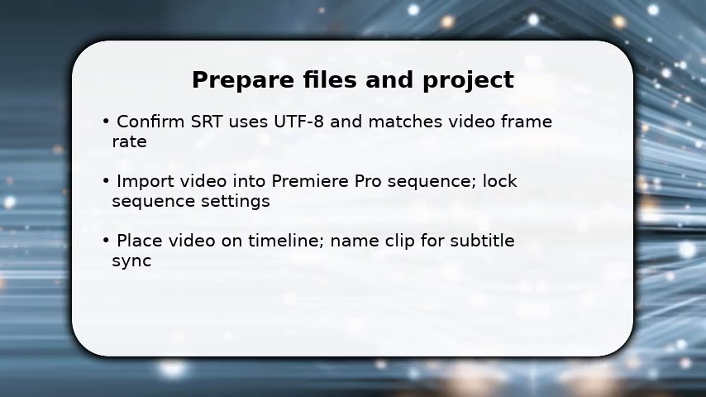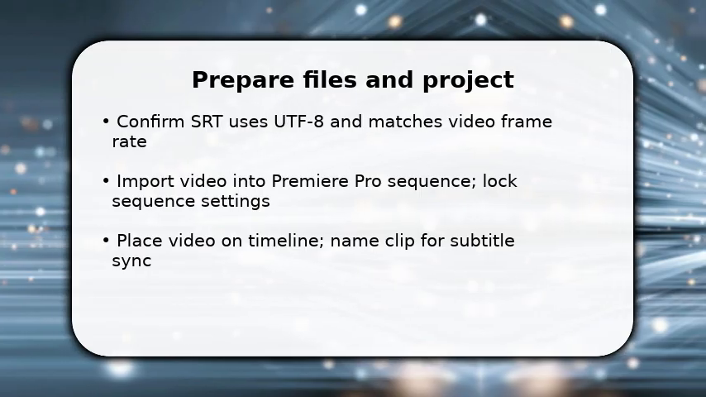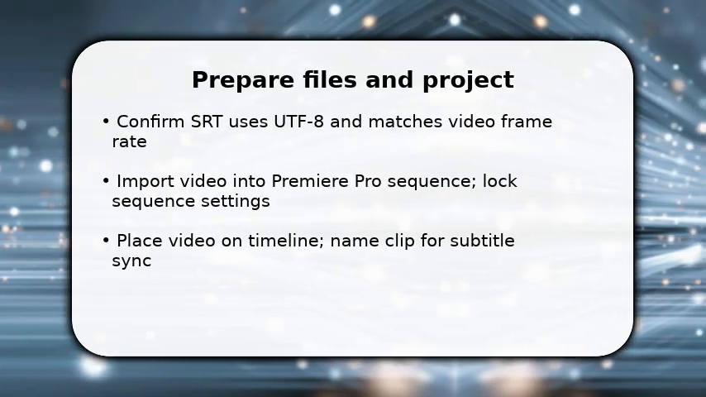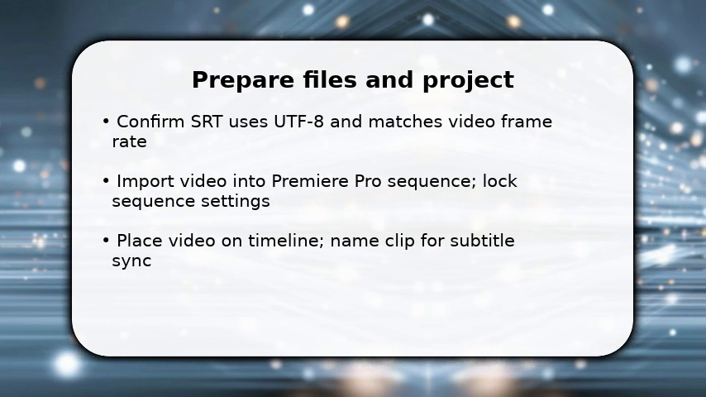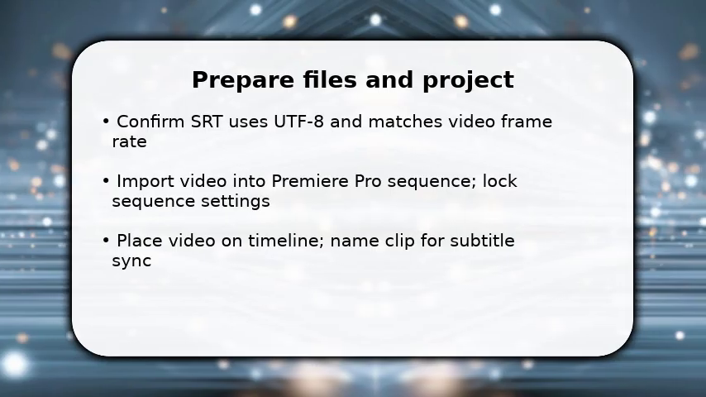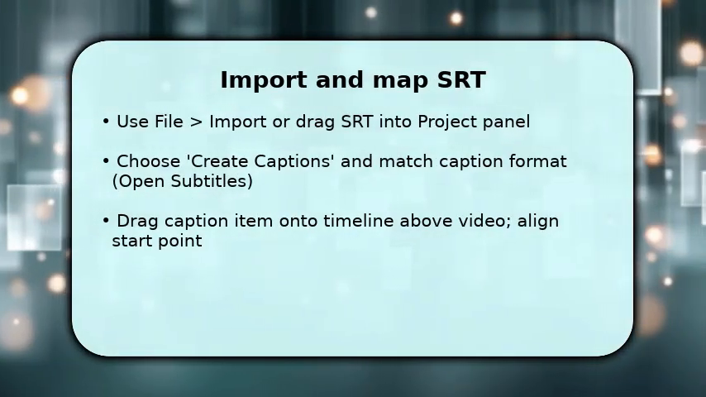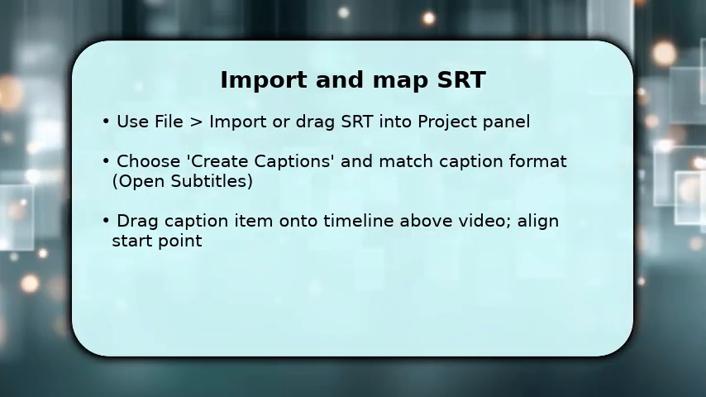Then place the source clip on the timeline and position the playhead where the first subtitle should appear before you import captions, because that initial placement helps automatic alignment and previewing. You import the SRT via File Import or by dragging it into the project panel. Premiere will create a caption item rather than a media clip.